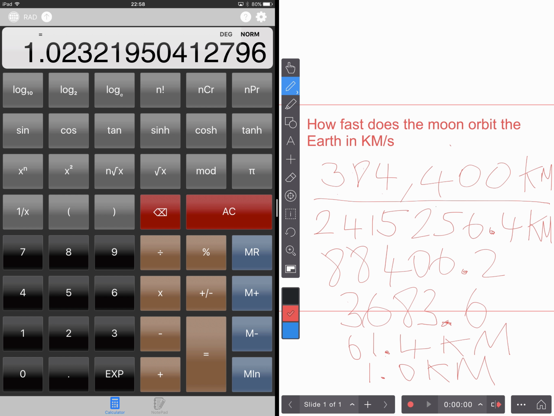Now what I want you to do, now we've worked that out using the math, is check Google and see if your answer is close. Let's see how close we've come to calculating how fast the moon orbits the Earth in kilometers per second. Thank you.